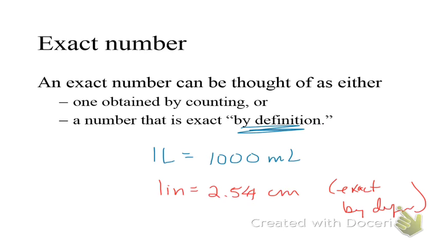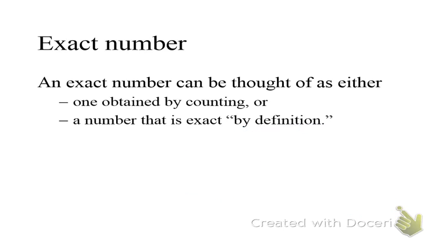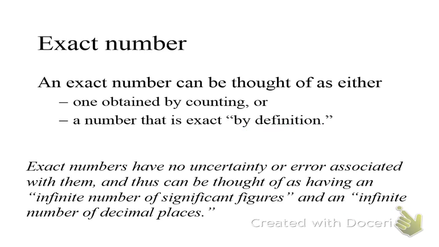Okay, 2.54, very good. So exact numbers, there's no play in them. That's actually important to know. If I'm using an exact quantity in a calculation, that exact quantity introduces no uncertainty. So that will come up later.